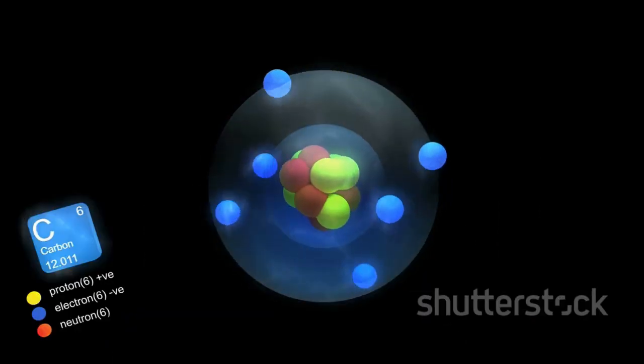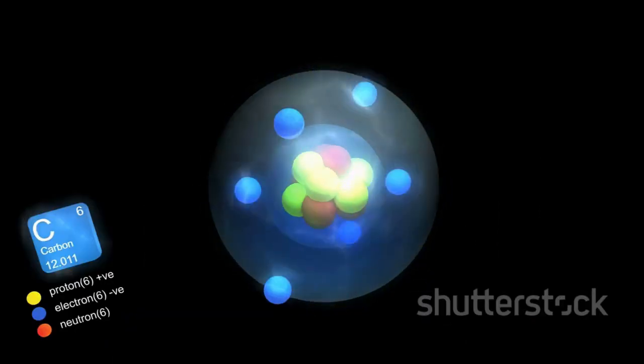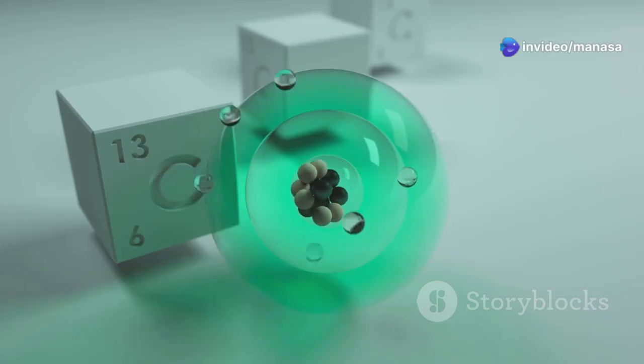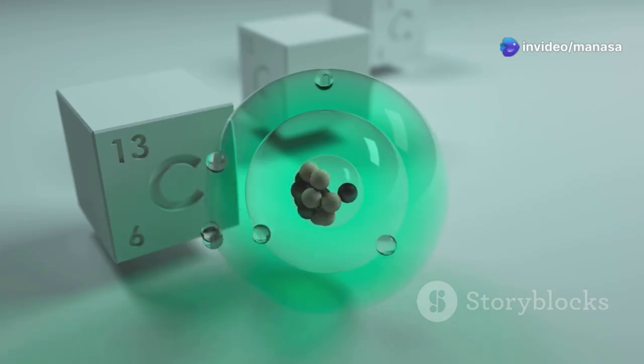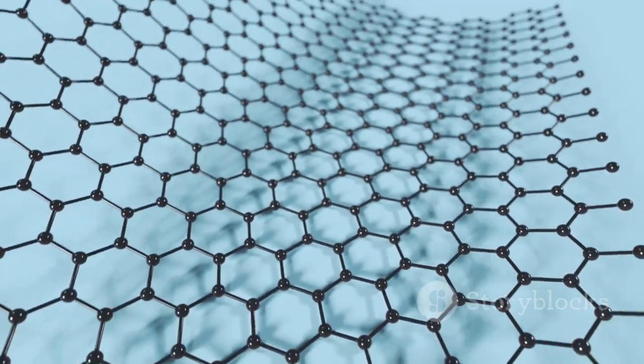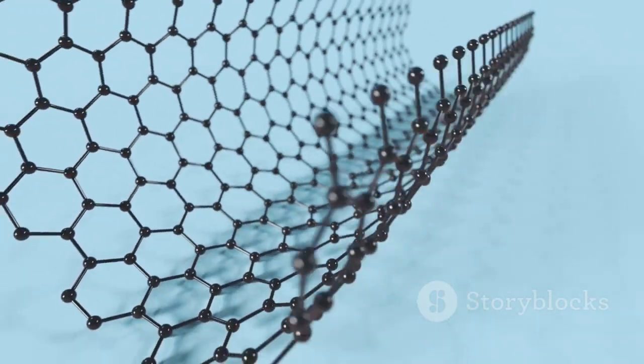To understand why, let's look at carbon's atomic number. It's 6. That means 6 electrons. The electronic configuration is 1s2, 2s2, 2p2. Now in the outer shell, which is the second shell, there are 4 electrons, 2 in the 2s orbital and 2 in the 2p orbital.